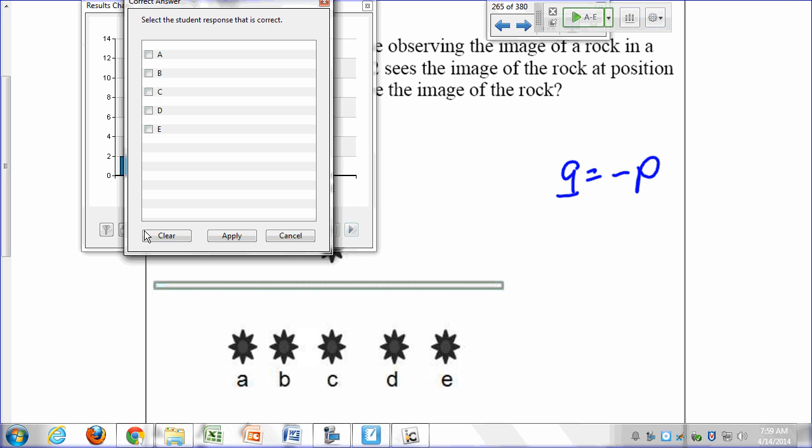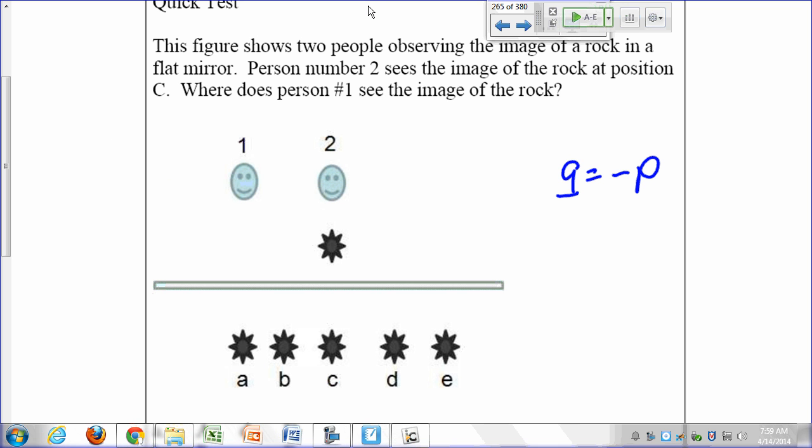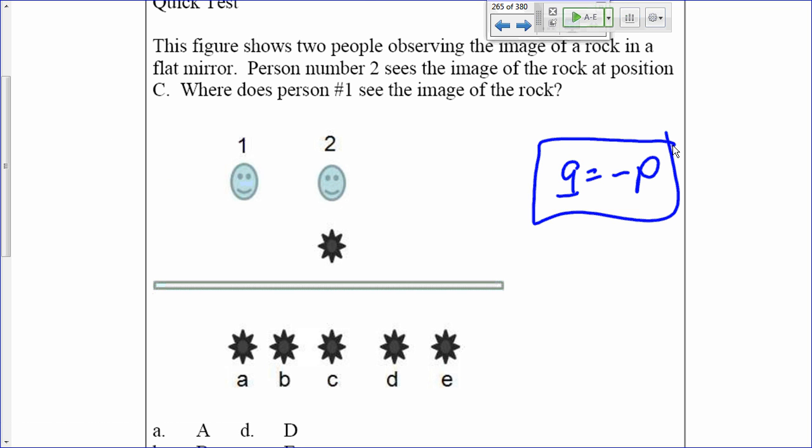All right, C is correct. A few of you are missing this. If it helps you to remember this law for flat mirrors, notice that for Q to be equal to P, for the magnitudes of those distances to be the same, they have to be directly across from one another.